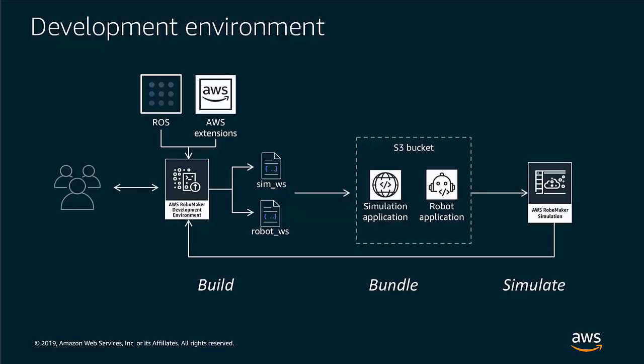The bundle step will take that built code and all of its dependencies and bundle it into two resources, our simulation application and robot application. I'll talk a little bit later on about what is specifically in each one of those. Once it's bundled, we upload it to S3, and from there we can start a simulation. And then that process can be repeated for the development use case as we discover the behavior of the robot in simulation.